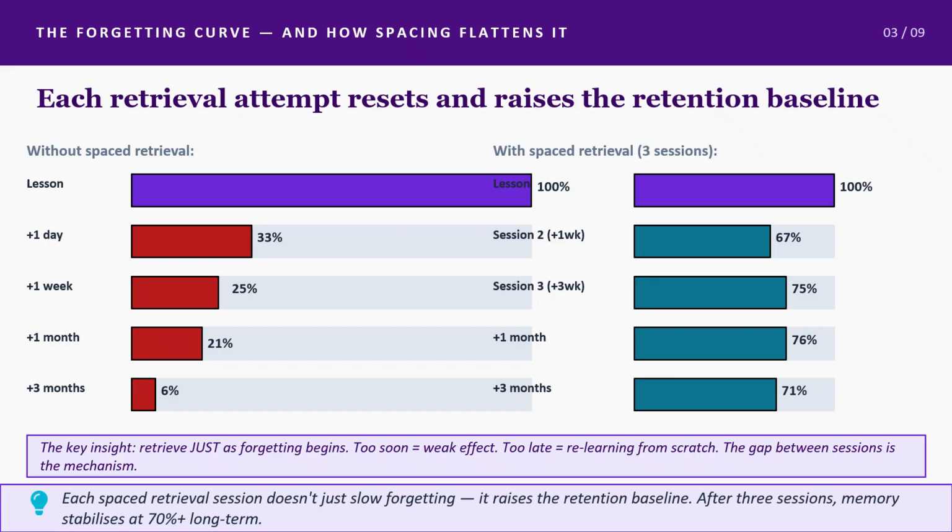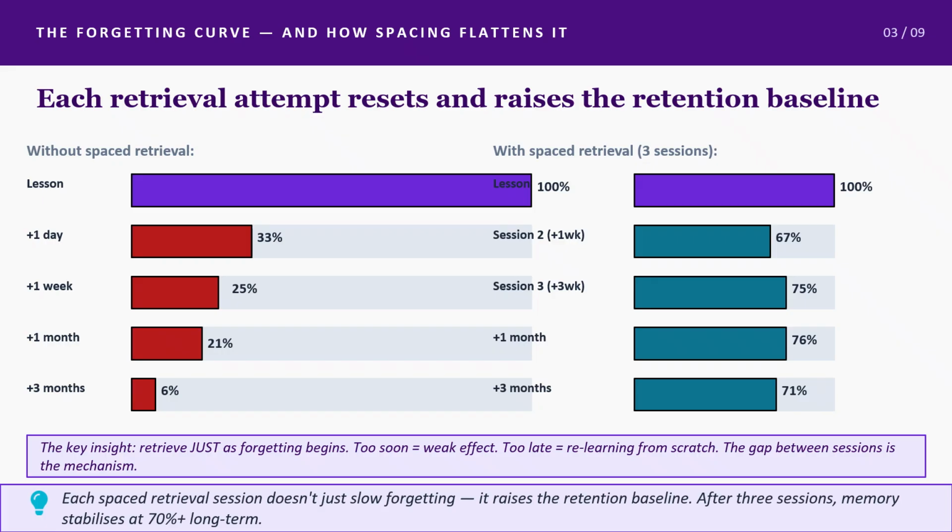So let's make this concrete. Without any retrieval after a lesson, the forgetting curve looks like this. Within 24 hours, 67% of new learning is gone. Within a week, 75% has faded. Within a month, it's close to 79%. The curve is steep and relentless.